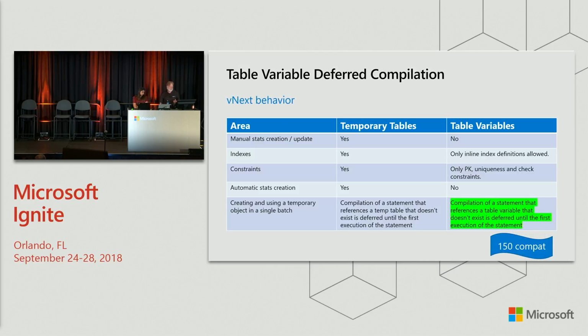So the change here is that with table variable deferred compilation, which again is part of the 150 compat mode, and that's the only thing you have to change, you upgrade to 2019 and turn on 150 compat, this behavior turns on: compilation of the statement that references a table variable that didn't exist is deferred until the first execution of the statement. So again, it's like the interleaved execution. We're waiting until we get to that statement and have a count of how much data is in that table variable before we compile statements that reference that table variable.